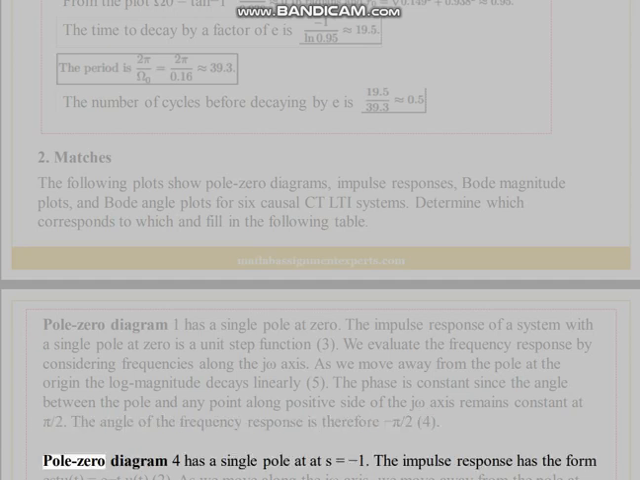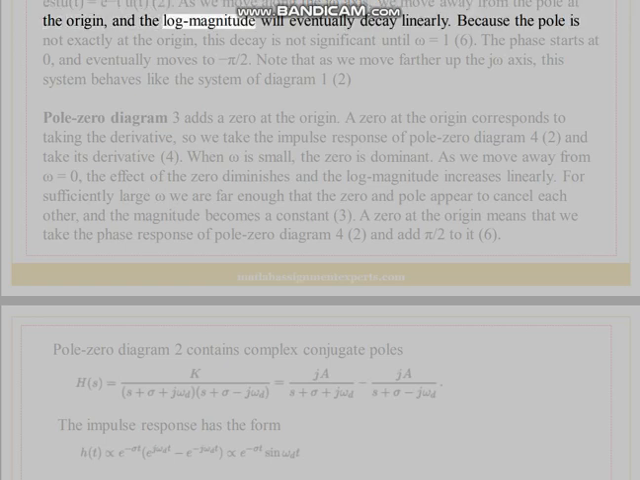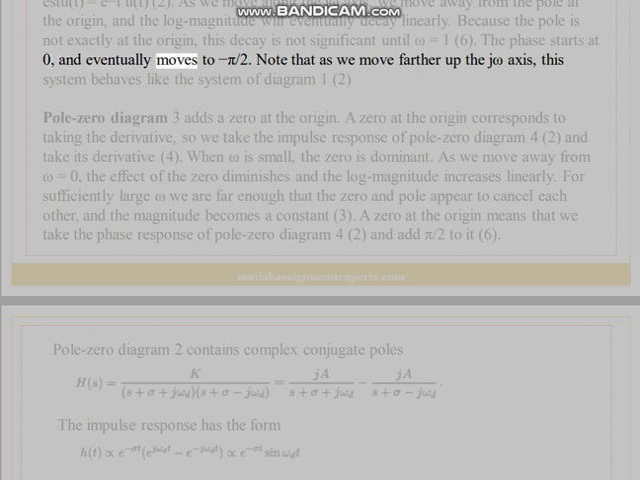Pole-zero diagram 4 has a single pole at s equals -1. The impulse response has the form e^(-t)u(t), 2. As we move along the j-omega axis, we move away from the pole, and the log magnitude will eventually decay linearly. Because the pole is not exactly at the origin, this decay is not significant until omega equals 1, 6. The phase starts at 0, and eventually moves to -pi/2. Note that as we move farther up the j-omega axis, this system behaves like the system of diagram 1, 2.